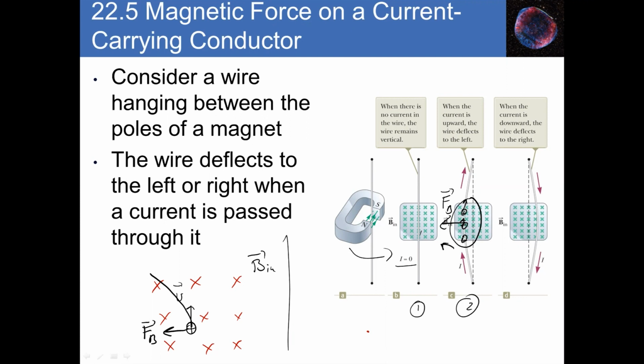But again, using the right-hand rule, you can see that if there is a current, so let's say these are your fingers, in the direction of the current.